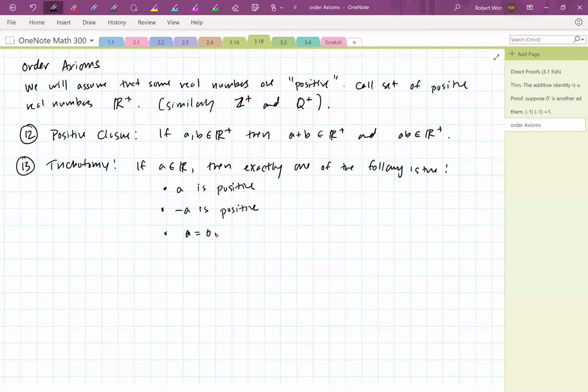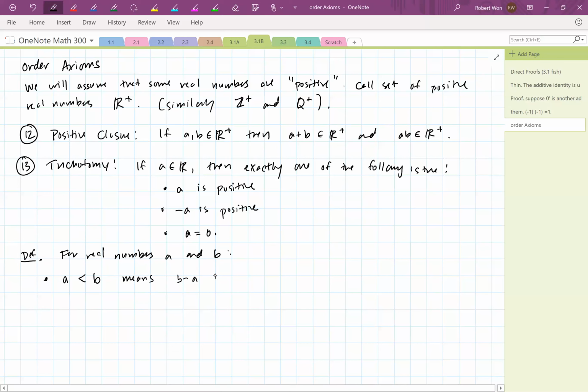Okay, but since we now have this notion of order, or positive numbers rather, I can make a new definition. It's actually several definitions. For real numbers A and B, I'm going to define this symbol, A less than B. What does this mean? I will define this to mean that B minus A is positive.